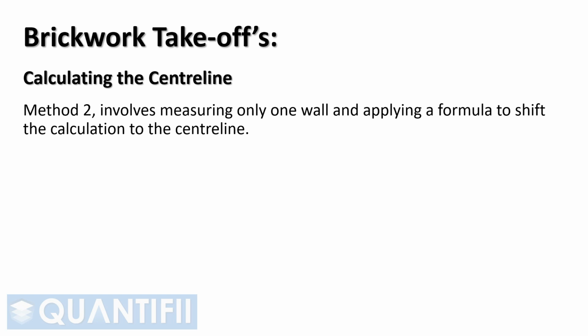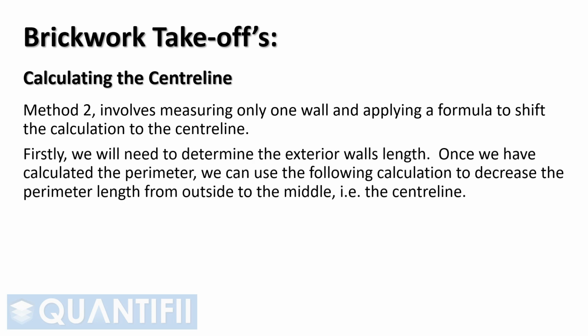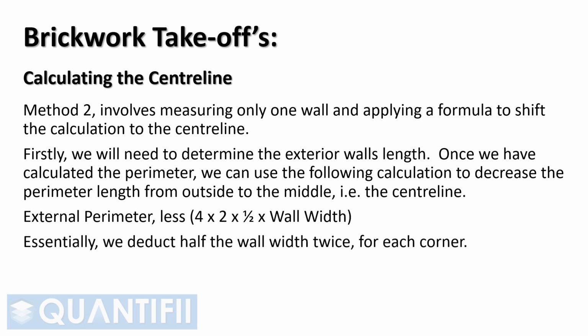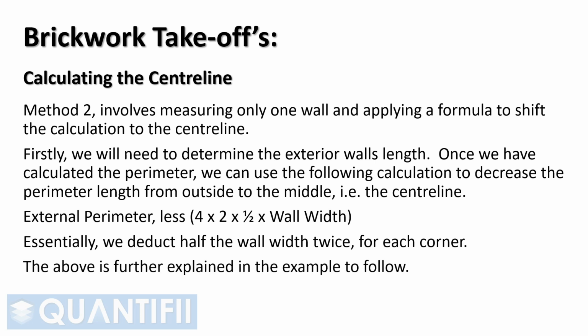Method 2 involves measuring only one wall and applying a formula to shift the calculation to the centerline. Firstly, we'll need to determine the exterior wall's length. Once we have calculated the perimeter, we can use the following calculation to decrease the perimeter length from outside to the middle, that is, the centerline. External perimeter, less, open bracket, 4, times 2, times half, times the wall width, close bracket. Essentially, we deduct half the wall width, twice, for each corner. The above is further explained in the example to follow.